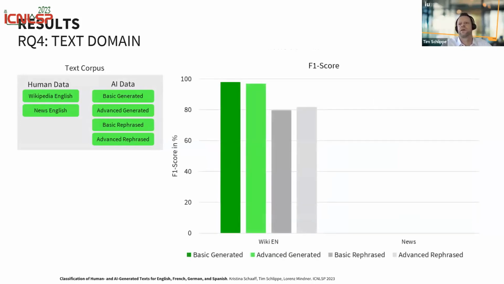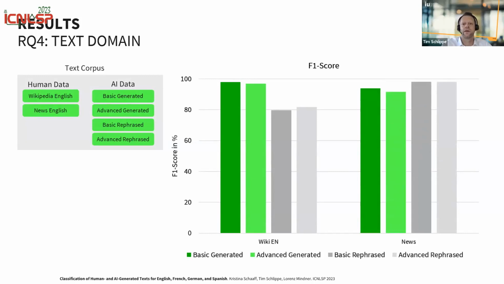But what do we see here? A slightly worse detection of AI-generated text for news. That's here. And if we look at the rephrasing, we see a much better detection of AI-rephrased text here. For example, 98% versus 82%.